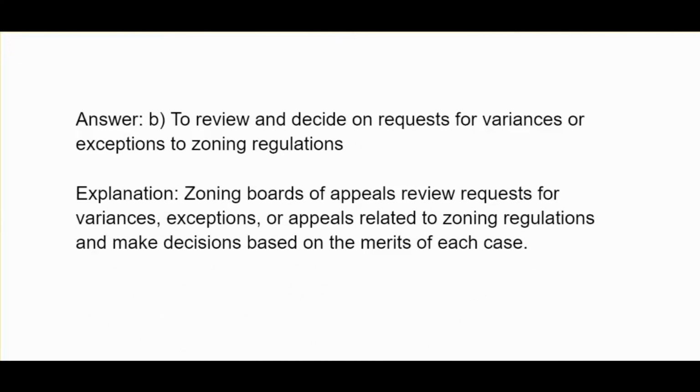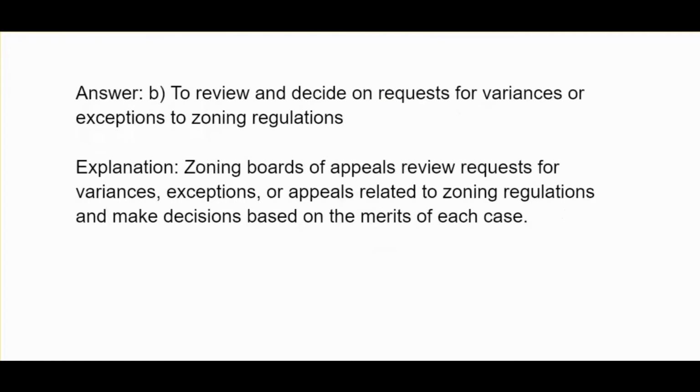B, to review and decide on requests for variances or exceptions to zoning regulations. Zoning boards of appeals review requests for variances, exceptions, or appeals related to zoning regulations and make decisions based on the merits of each case.